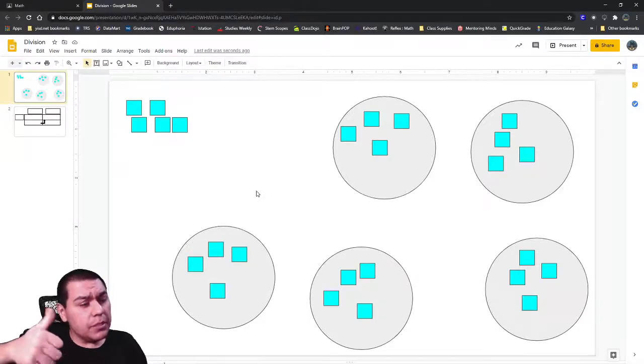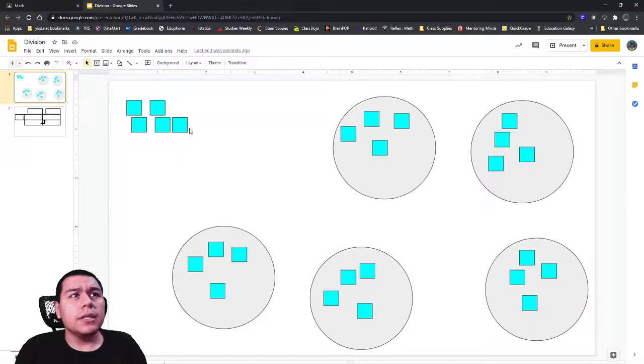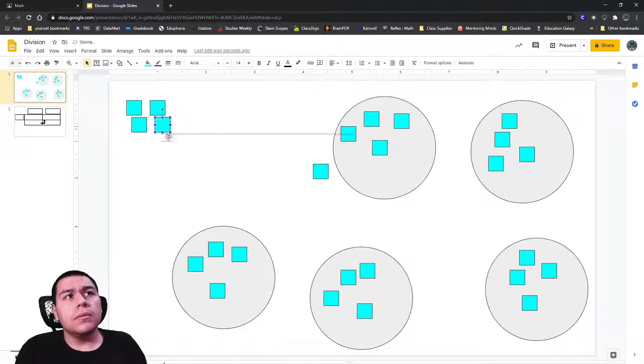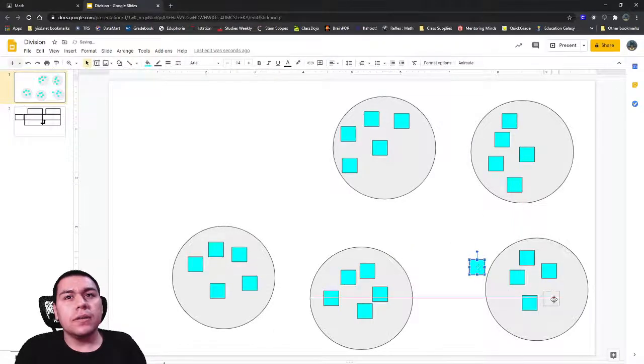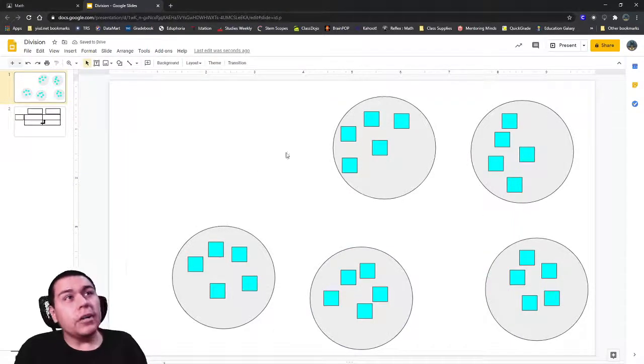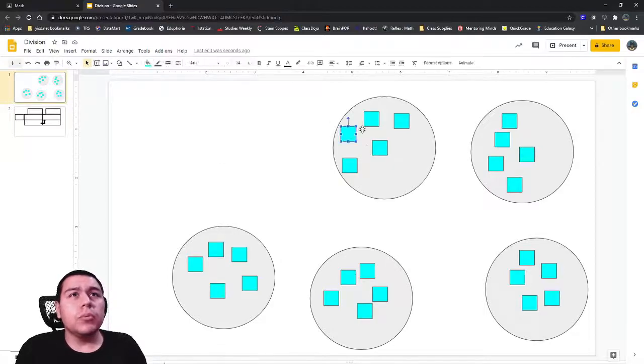I see some thumbs up, some thumbs down. Let's try it and see. 1, 2, 3, 4, 5. I barely have enough. But since I have enough, I can do it. I don't have any more squares. So this divided perfectly. And I ended up with 1, 2, 3, 4, 5 in each group.